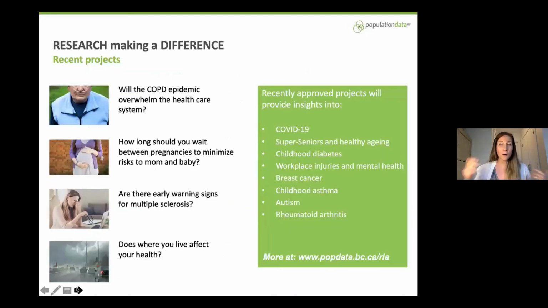So as a result of all of this, we're able to provision data for a lot of exciting research projects at PopData, anything from looking at how pollution affects health, to COPD, to pregnancy outcomes, and obviously really pertinent right now is a lot of COVID-19 research that is going on at PopData.